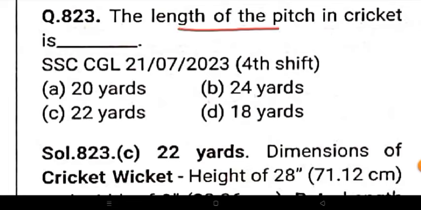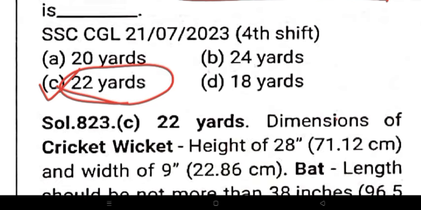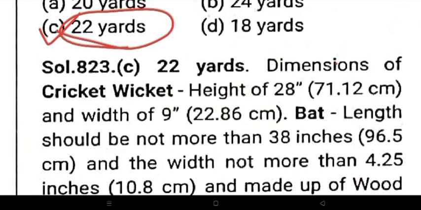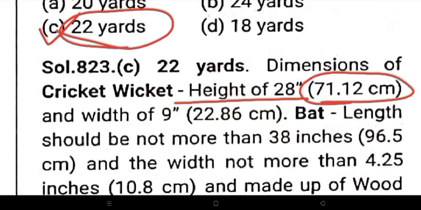The length of the pitch in cricket is 22 yards. The dimensions of the cricket wicket: height of 28 inches, which is 71.12 centimeters, and width of 9 inches, which is 22.86 centimeters.